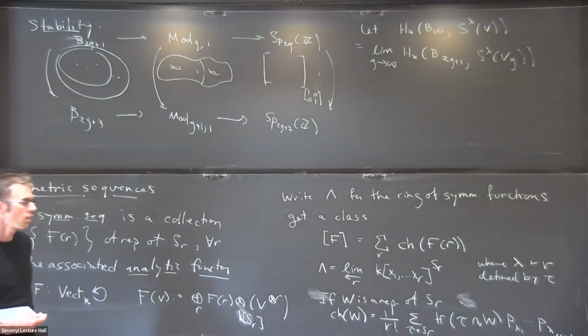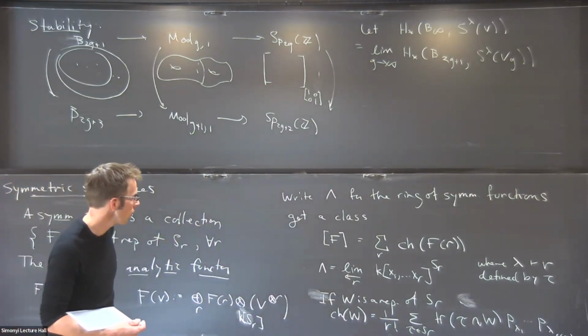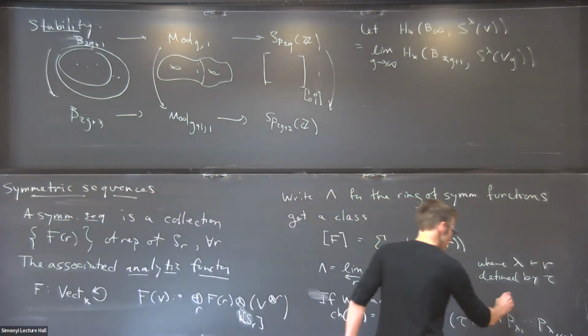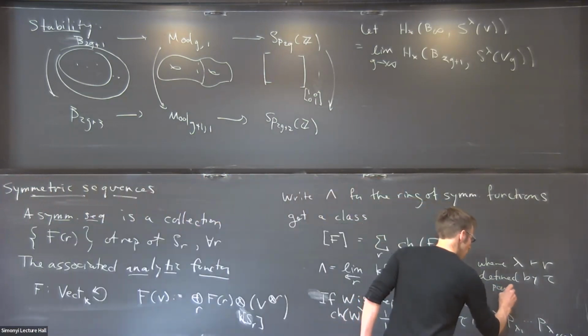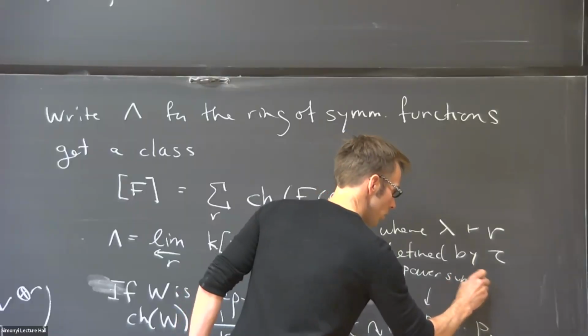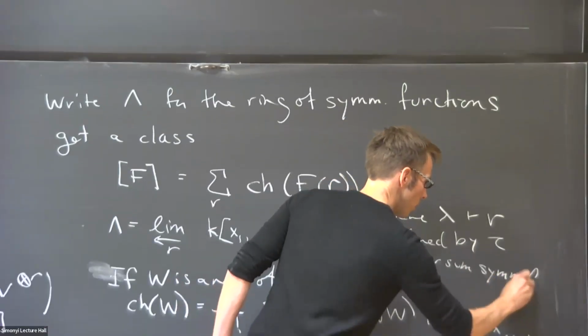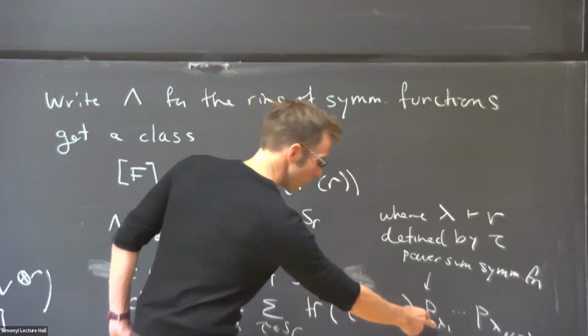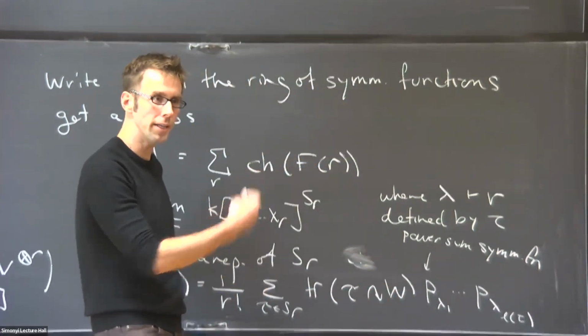Can you remind people what the p_lambdas are? These are the power sum symmetric functions. So they're the sum of x_i to that index.